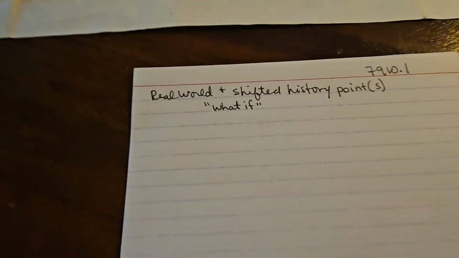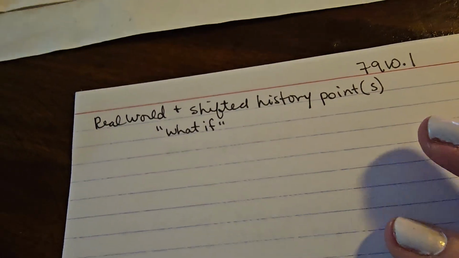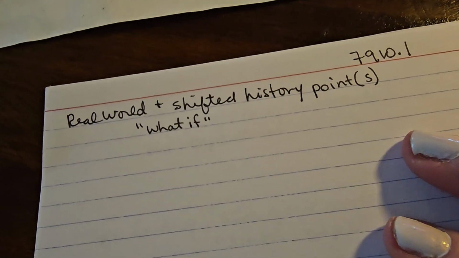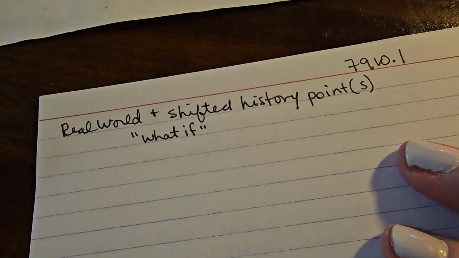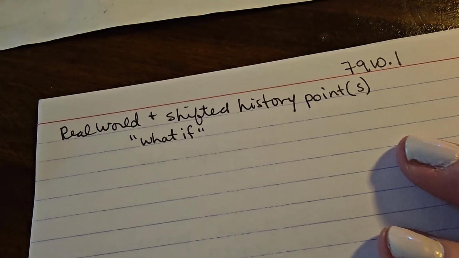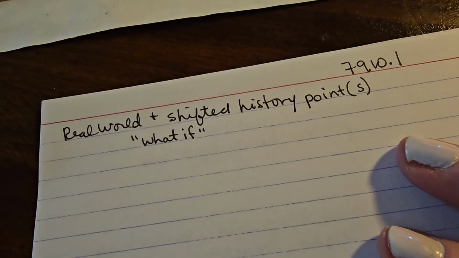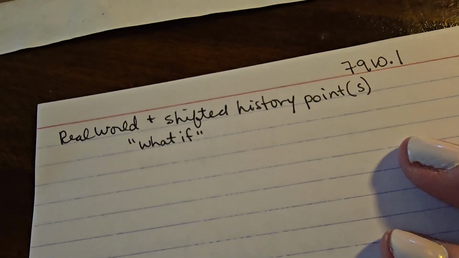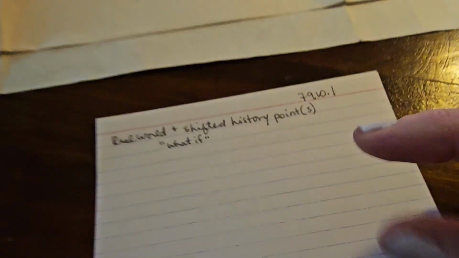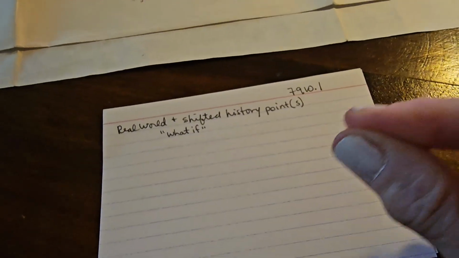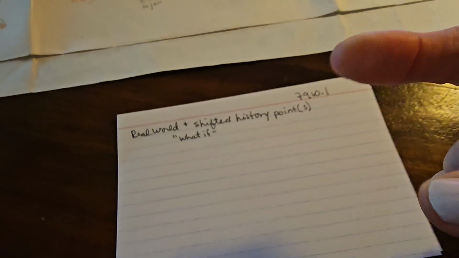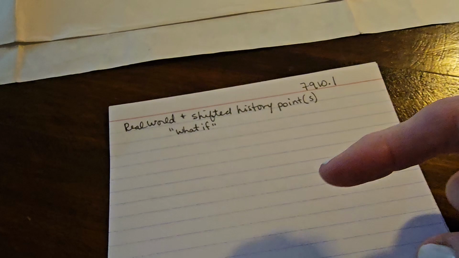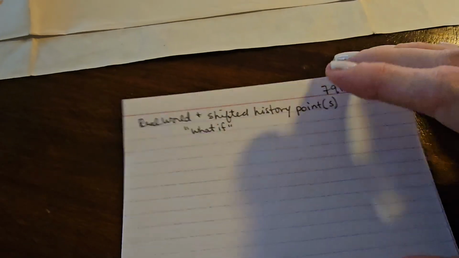The second option to that is the real world, but with a shifted history point. Sometimes you can think of it as this world asks the question, what if? What if we never went to the moon? What if the Titanic never sank, right? So you're just taking history as we know it, and you're toggling it around. That's primarily where my novel sits, but we'll get back to that in a second.